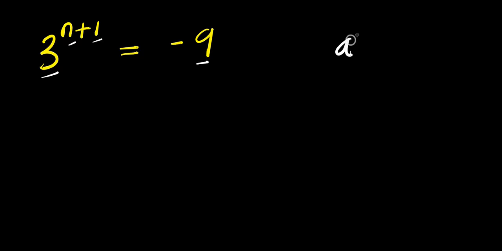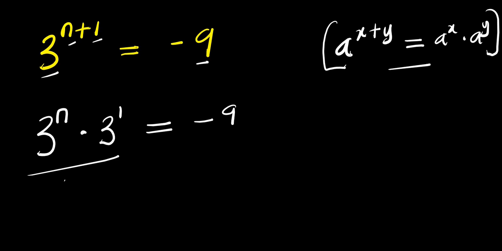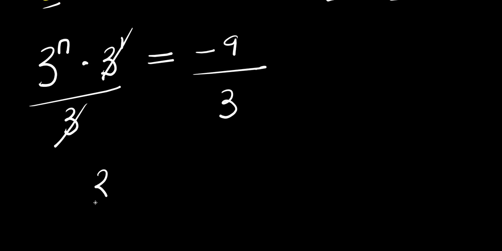If you have a power x plus y, this equals a power x times a power y. So applying this right here, we have 3 power n times 3 power 1 equals -9. I can divide this by 3 and divide this by 3. 3 eliminates 3. Remember, 3 power 1 is 3. So I'm going to be left with 3 power n equals -9 divided by 3. We have -3.